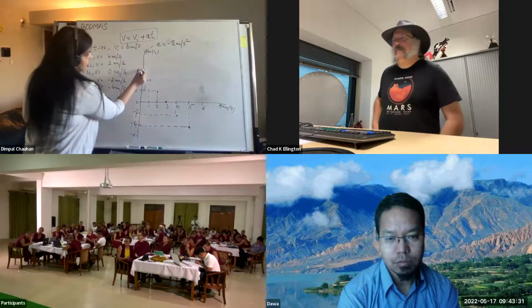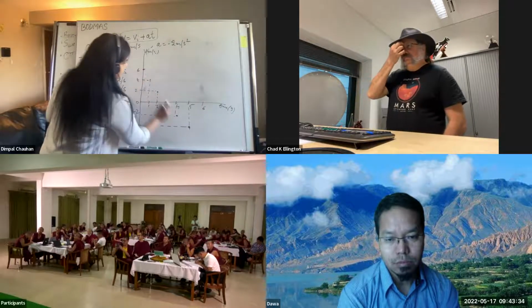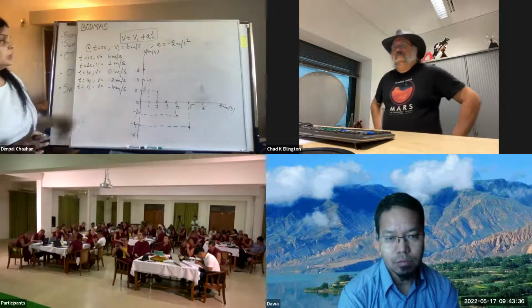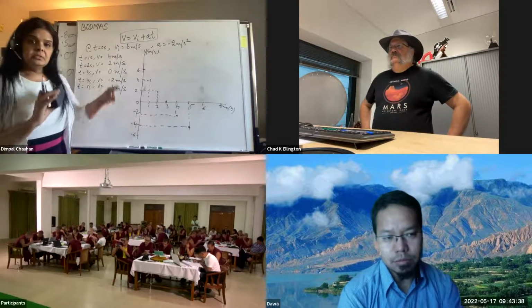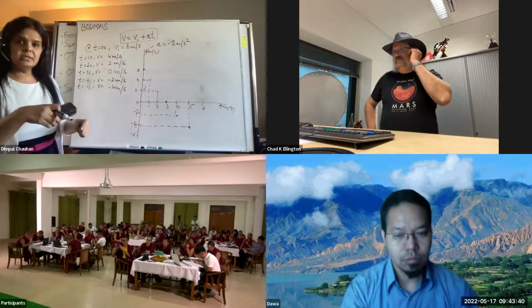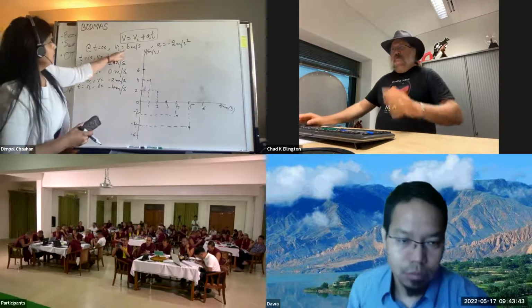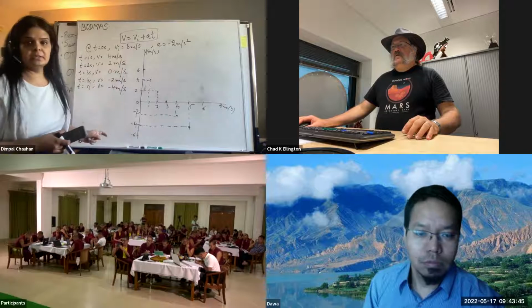So now, if I draw the straight line, it is just going down. So now you have seen velocity decreases at a constant rate. Every time it's decreasing by 2 meter per second here, right?